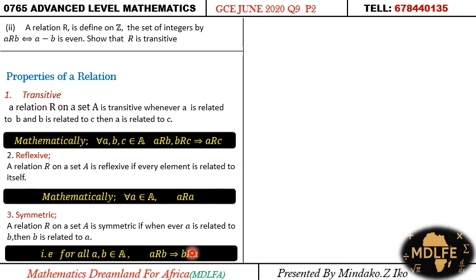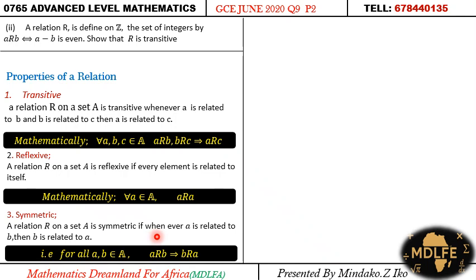A relation R on a set A simply means that the set A contains all A, B, and from here, C as well. And this is just the relation. But here we have just A in A, which means the set A just contains the small letter A in it.